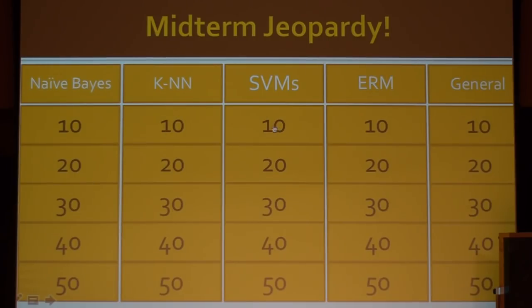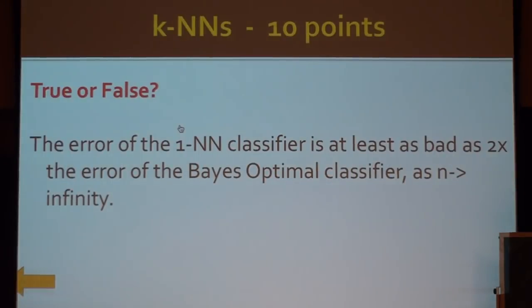k-NN for 10. Okay, he's playing it safe. All right, here we go. The error of 1 nearest neighbor classifier is at least as bad as twice the error of the Bayes optimal classifier as n goes to infinity.